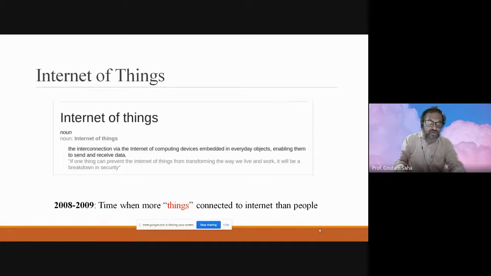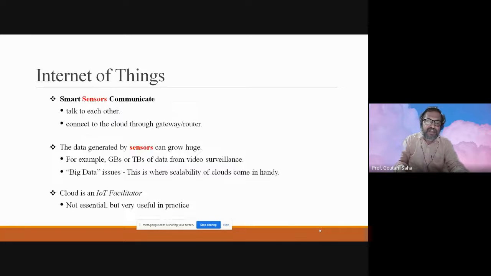So Internet of Things means sensors and actuators used to talk among themselves using some code, and they take appropriate decisions without the intervention of a human being. Smart sensors communicate. What is the difference between sensors and smart sensors? I will come to that in detail. They talk to each other, and connect to the cloud through a gateway or router.